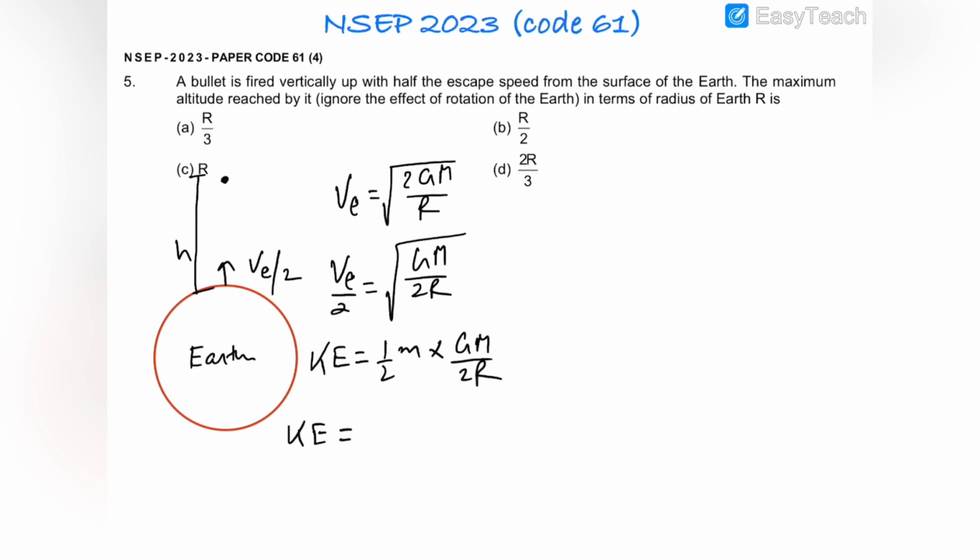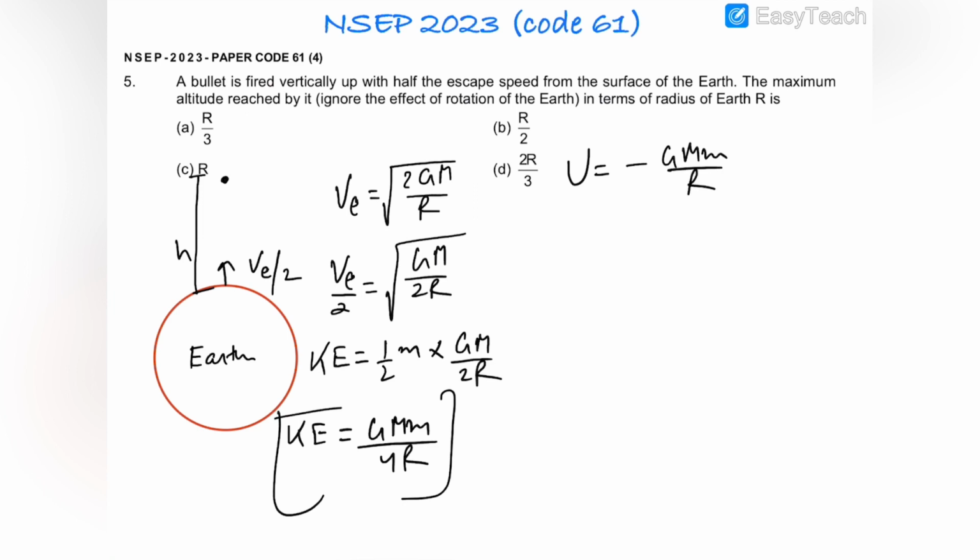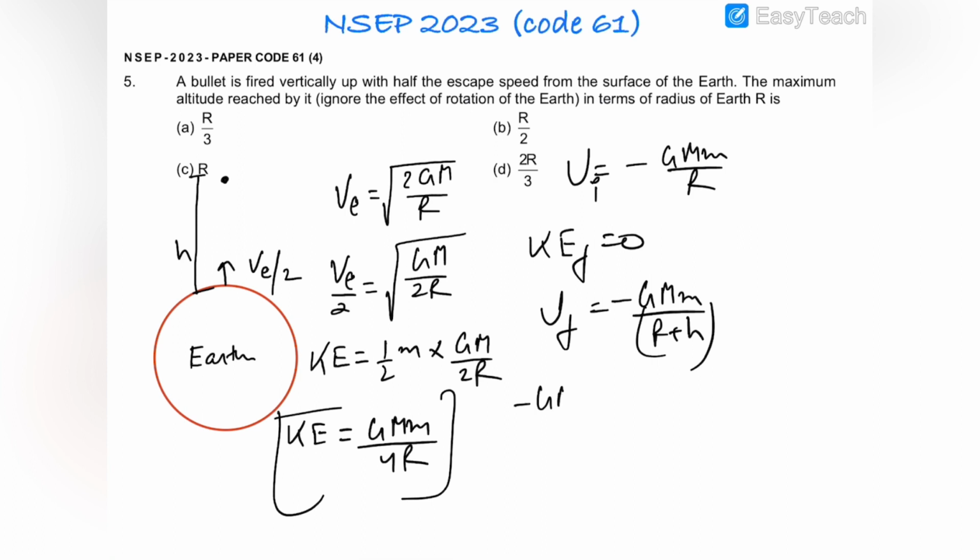So the kinetic energy is GMm by 4R. Now we can see that the potential energy U initially on the surface of Earth is minus GMm by R, and finally the kinetic energy is 0, and the potential energy finally will be minus of GMm by R plus h. So we can equate both the energies. So minus of GMm by R plus GMm by 4R is equal to minus of GMm by R plus h.